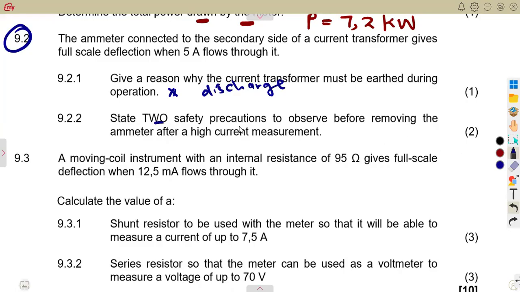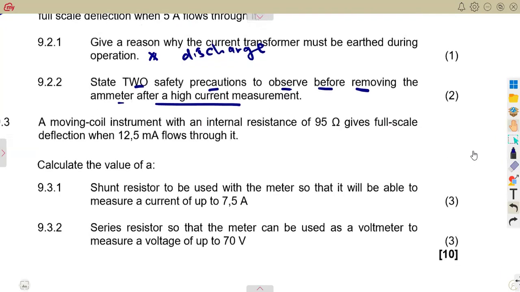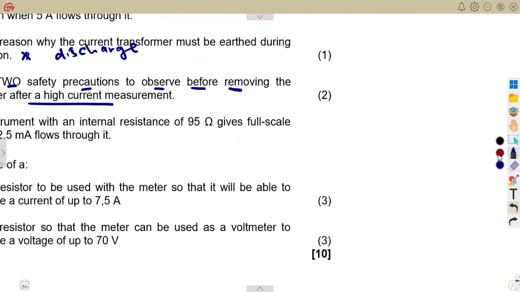State 2 safety precautions to observe before removing the ammeter from high current measurement. What is it that you are supposed to consider? You can switch off the supply, that is through the primary. So switch off the supply, which in this case is the current through the primary. Then short circuit the secondary winding.